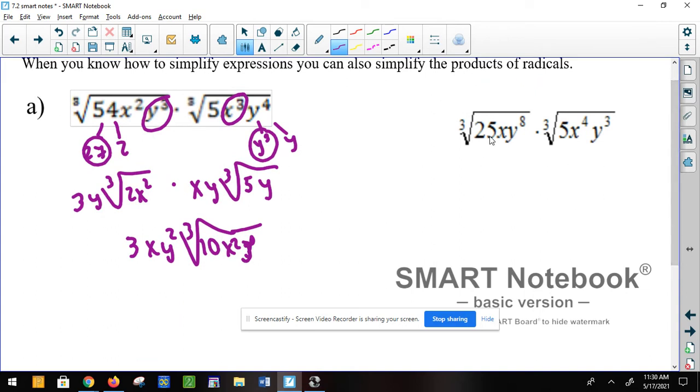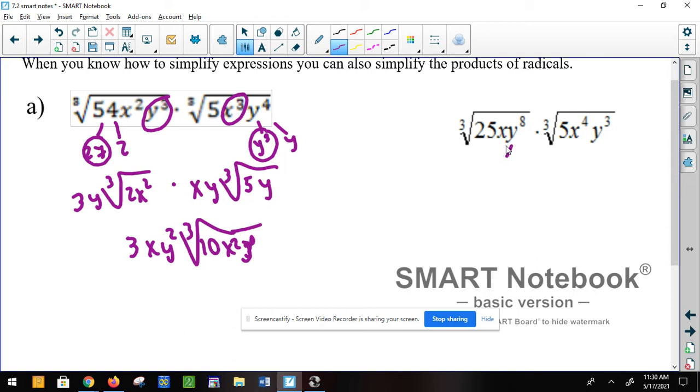Okay, with this one, let's do the same thing. 25, nothing to do there. 25 is a square number, so you might think, okay, maybe I can do something with that, but you can't with this one. It's under a cube root. Nothing to do with x, and then y to the eighth you can break up, right?